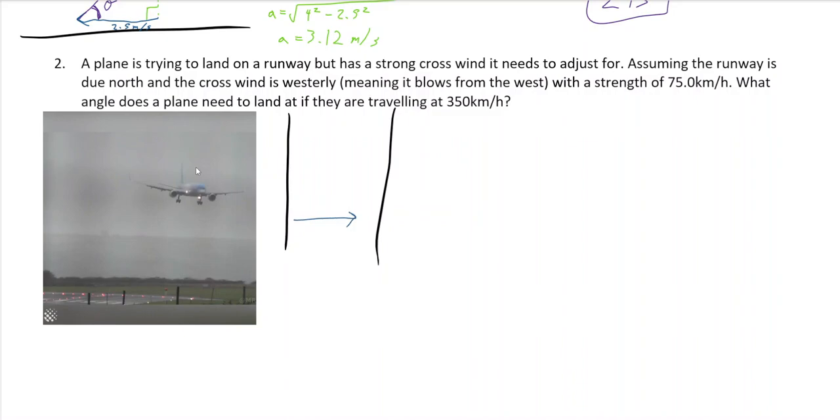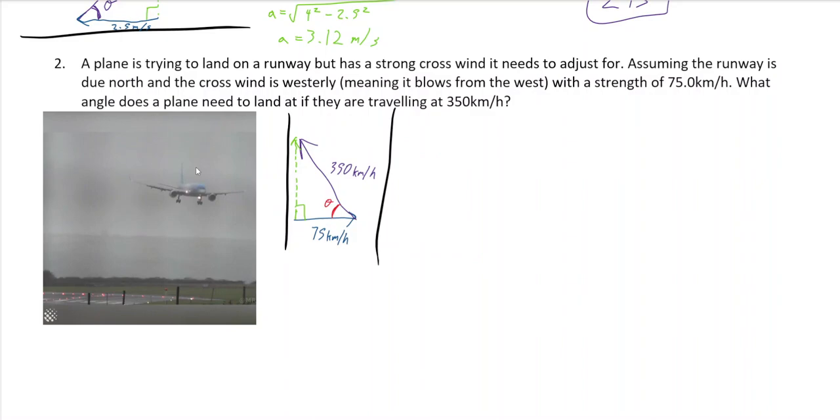Okay, and we want the plane to land straight, obviously, otherwise it can't land on a runway. So we want the plane to land straight. So what we're going to do is draw the arrow like this in order to make sure the plane is actually moving straight. Okay, so the winds are blowing at 75 kilometers per hour. The plane is flying at 350 kilometers per hour. Okay, and we need to know what angle the plane will land at so it lands safely.